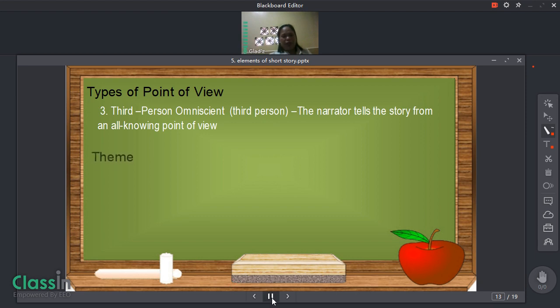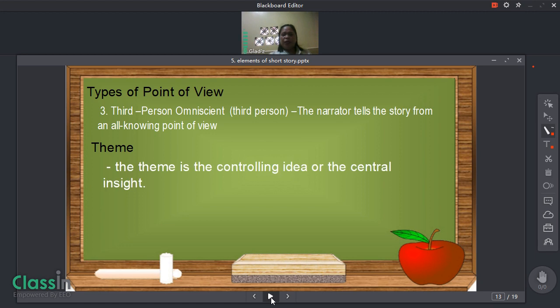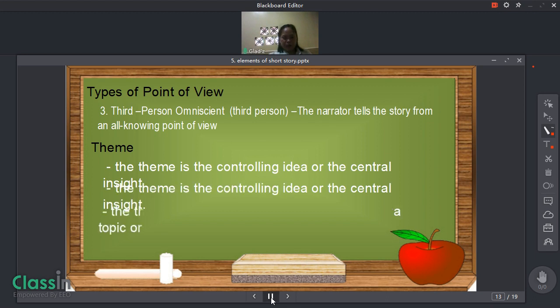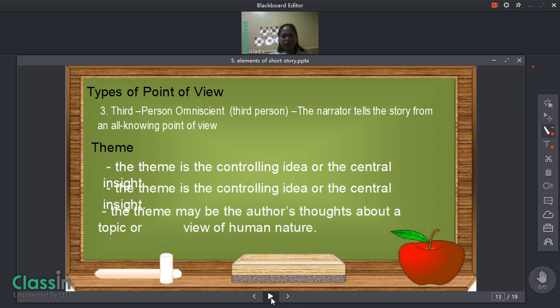Okay, and then the next one is the theme. What is a theme? When we say a theme, it is the controlling idea or the central insight. The theme may be the author's thoughts about a topic or view of human nature. So when we are talking about theme, a theme could not be a single word alone. It could be a clause, a phrase, or even a complete sentence. So remember that, class, when we are talking about theme, it's not a single word. It should be a phrase, a clause, or a complete sentence.